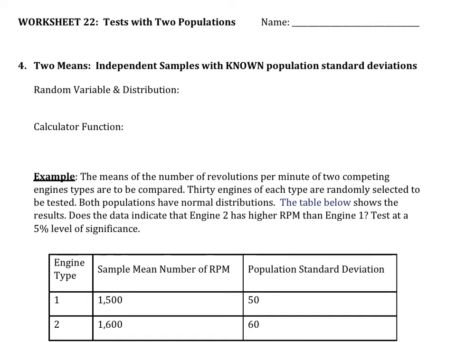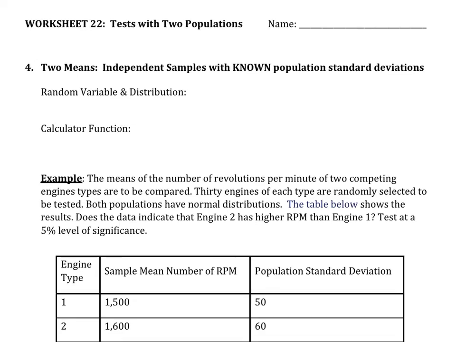And it's going to work basically the same way here. Independent samples, we have two samples with known population standard deviation. We're going to use the Z test. So random variable distribution Z.